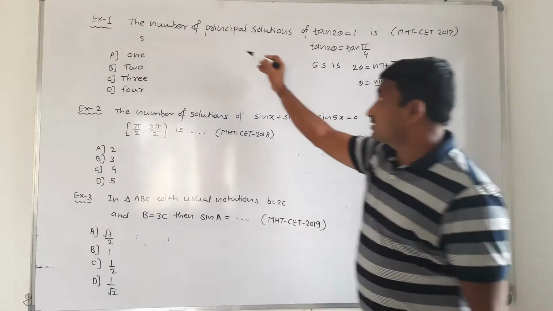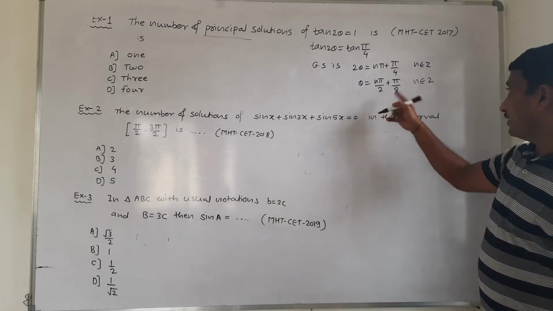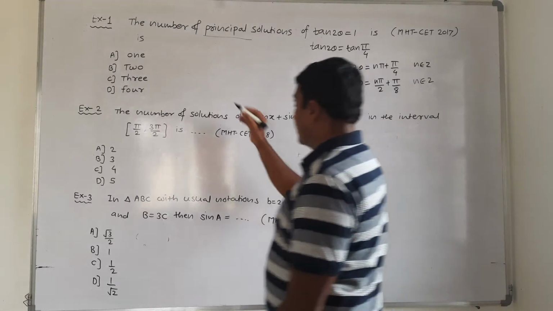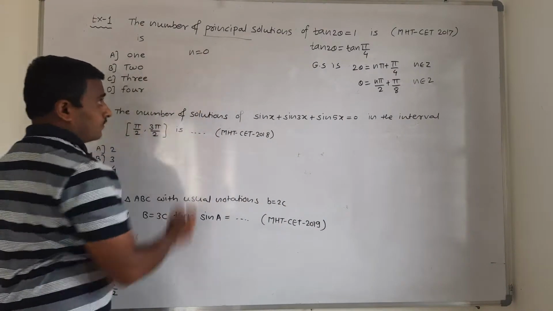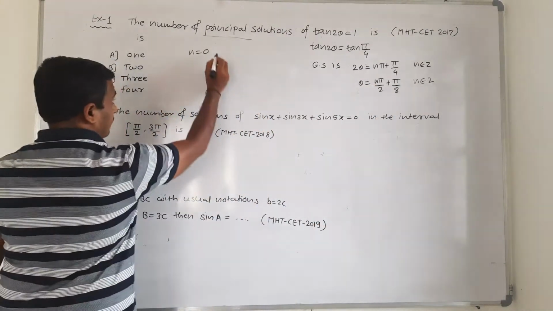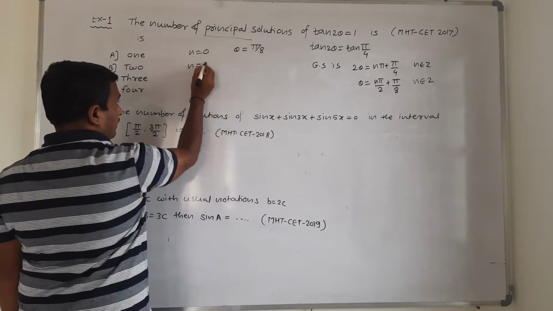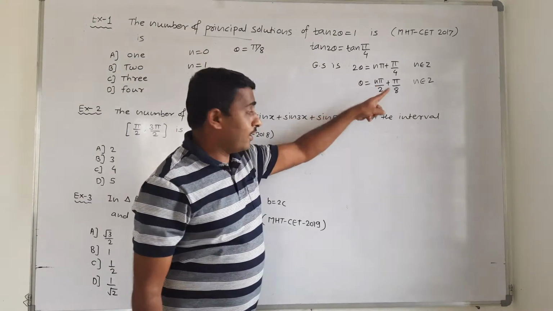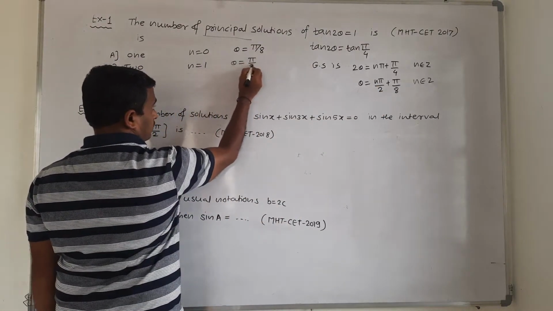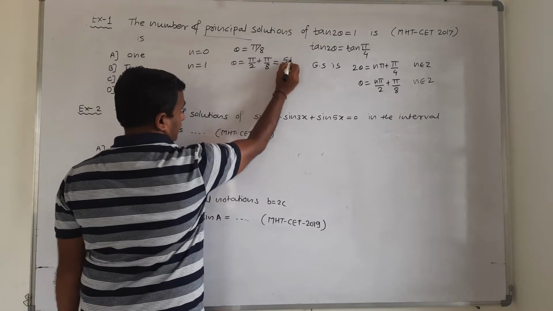Now we want principal solutions, that is solutions that lie between 0 and 2 pi. Put n is equal to 0 first. Putting n is equal to 0, we get pi by 8. Second, n is equal to 1, we get pi by 2 plus pi by 8. Theta is equal to pi by 2 plus pi by 8, that is 5 pi by 8.